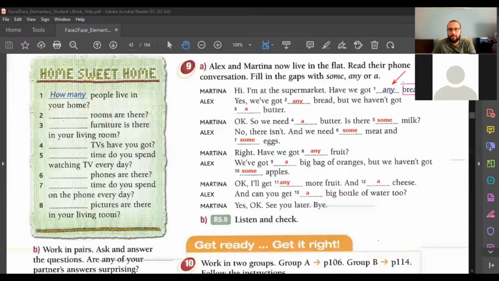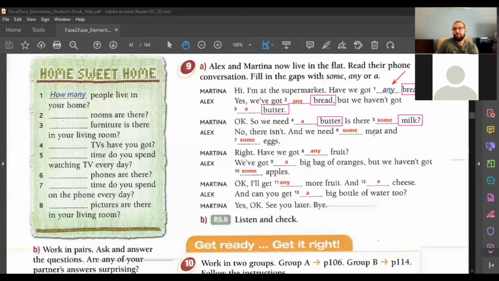Okay, so bread is uncountable. What about here? We also have bread. And butter, what do you think? Butter, countable? Can we say two butters? Three butters? No. So if you cannot say two butters, three butters, is it countable or uncountable? Uncountable. Okay, so also pink. What about milk? Uncountable. Can we say two milks, three milks? No, just milk.